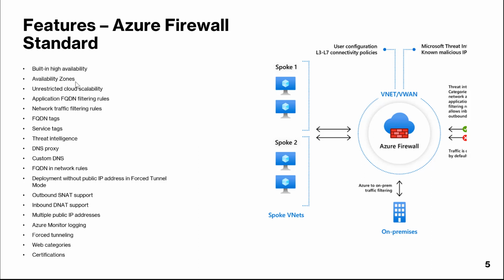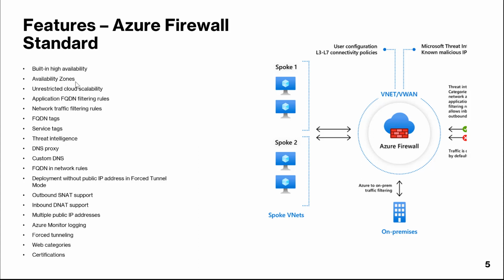Okay, and then as I said earlier, unrestricted cloud scalability, application FQDN filtering rules, you have network traffic filtering rules, and maybe if you have not used Azure Firewall in the past, it might confuse you what these are. Don't get worried about it. We'll go into more detail about what the application rules are, what the network rules are, what the DNAT rules are, what the FQDN tags are, what the service tags are, threat intelligence. When you say only alert or deny, those options, right? DNS proxy. I will try to touch as much as possible in our live demo.